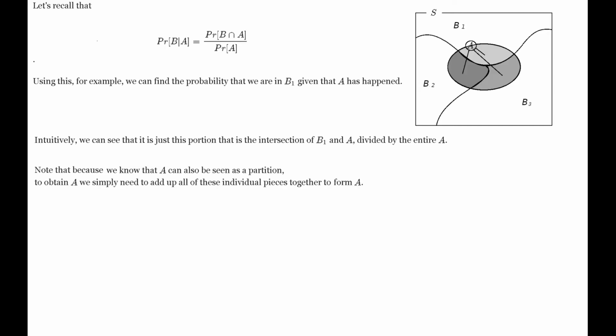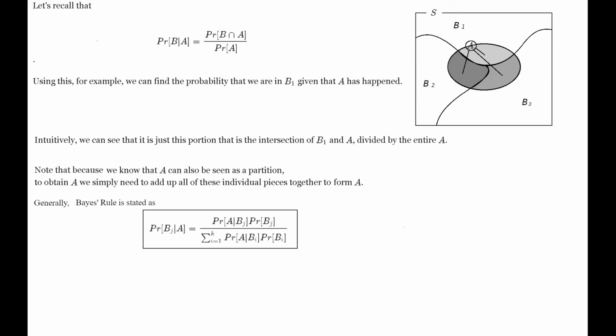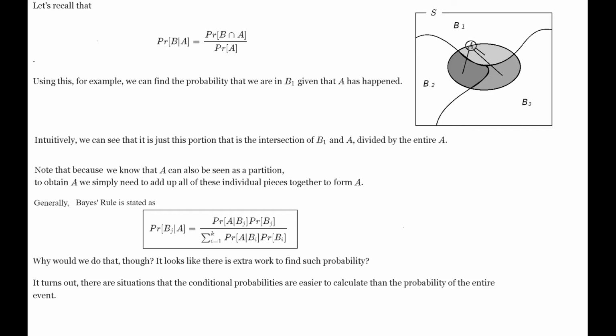Note that because A can also be seen as a partition, to obtain A we simply need to add up all these individual pieces together to form A. Generally, Bayes' rule is stated as such. Why would we do that though? It looks like there is extra work to find such a probability. It turns out there is a situation where the conditional probabilities are easier to calculate than the probability of the entire event. Let's take a look at an example.